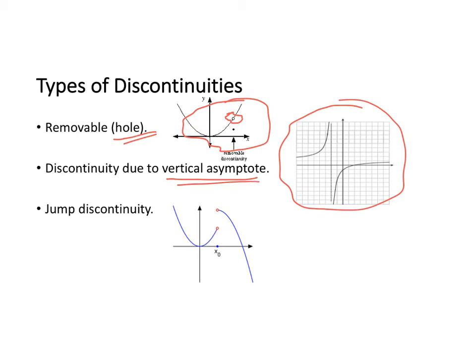Then the last one is a jump discontinuity. Notice the function is coming along here and going up here, then all of a sudden we jump up here and then go down. So this is referred to as a jump discontinuity.